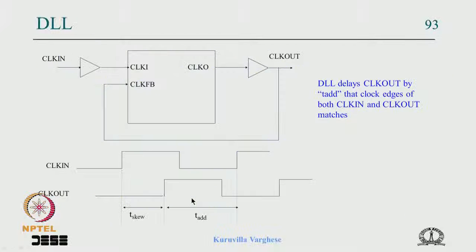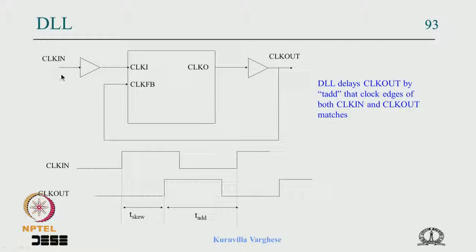Compared to a PLL, in a PLL the scheme looks similar: you have the input clock and the feedback clock. But the phase is compared, and the phase difference is converted into a voltage with a low pass filter or some equivalent scheme, and a voltage controlled oscillator synthesizes a clock frequency. It is not a delayed version of the input clock as in the case of a DLL; in a PLL a new clock is synthesized, in phase with the input clock, and that has certain advantages.